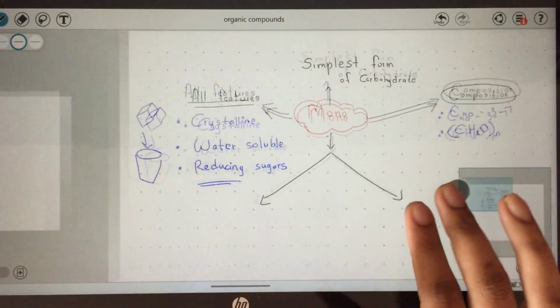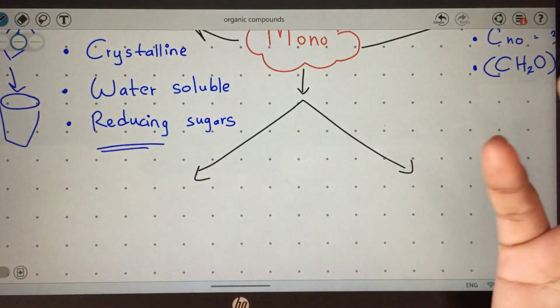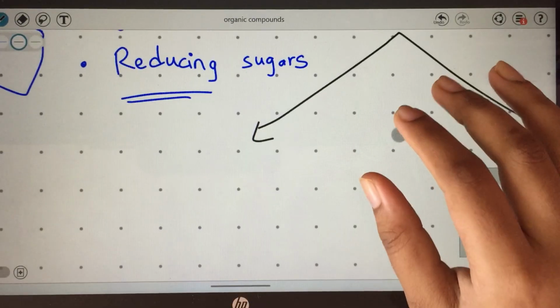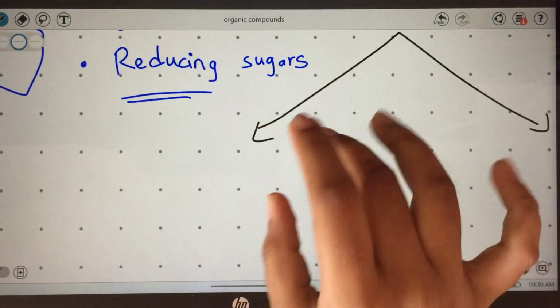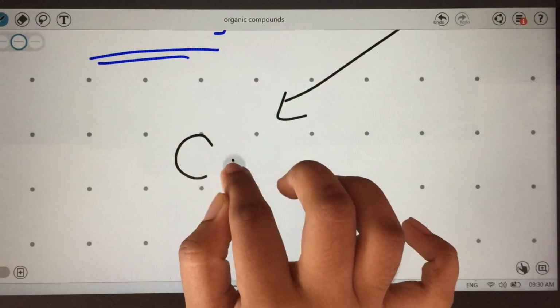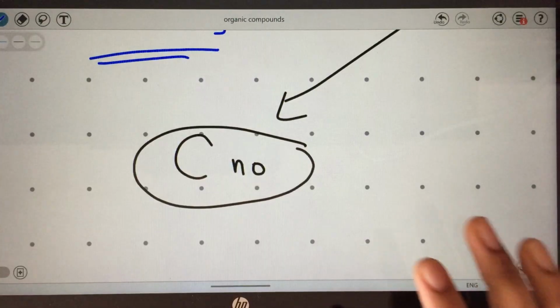Okay, firstly you're going to classify monosaccharides. What is classify? Classify means categorizing. So you're going to classify monosaccharides into groups based on what? Their carbon number, like the number of carbons. Based on the carbon number, you're going to classify monosaccharides.